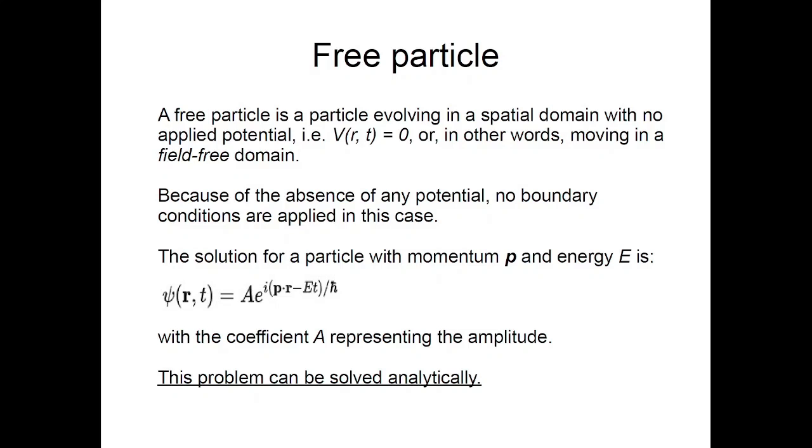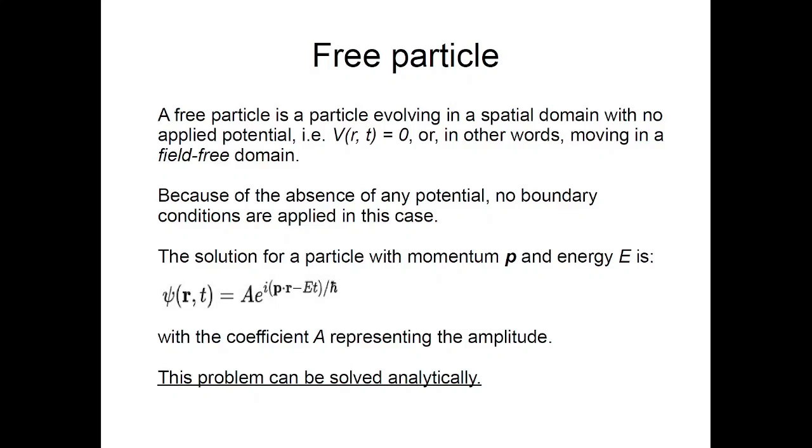So in particular, this is the case of an exact solution. What we are introducing here is the case of a free particle. So imagine, for example, an electron that is in vacuum. This is a very good approximation of a free particle. So imagine that you have this particle and no potential is applied, so V of r and t is equal to 0 for any r, so at every position, and for any t, so at any time.